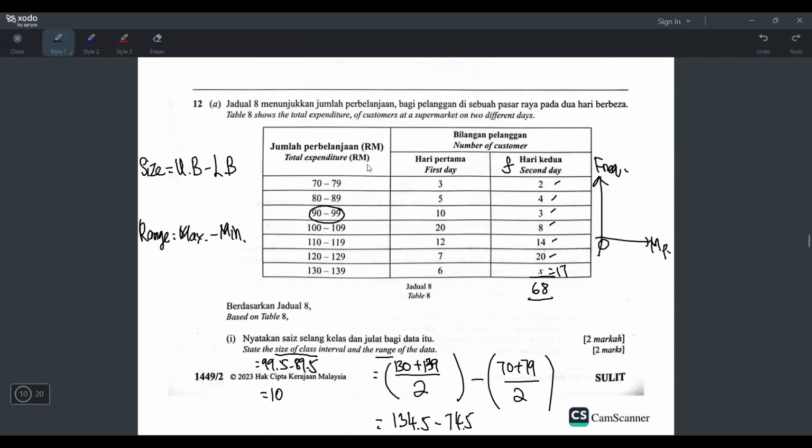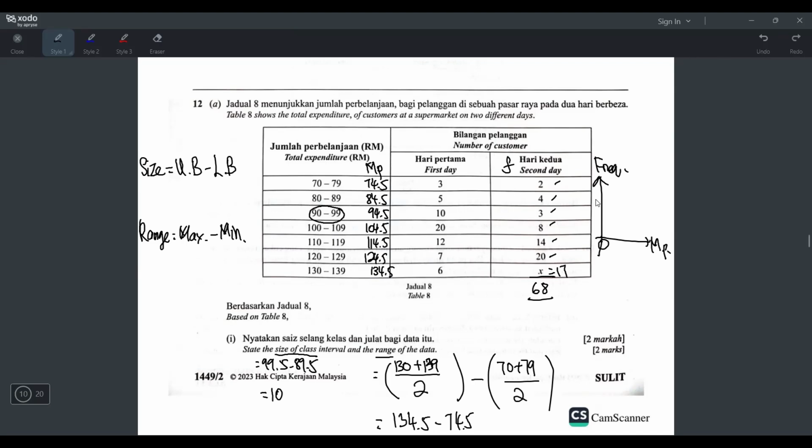So I'll write here MP, which is midpoint, and then I find the midpoint for all of them. This one is 74.5, because I did this already. The next one midpoint will be 80 plus 89, divide 2, so 84.5. And then you get 94.5, 104.5, 114.5, 124.5, 134.5. You just take the small number plus the big number divide 2. That's how you find midpoint. Now we can start to plot the points.